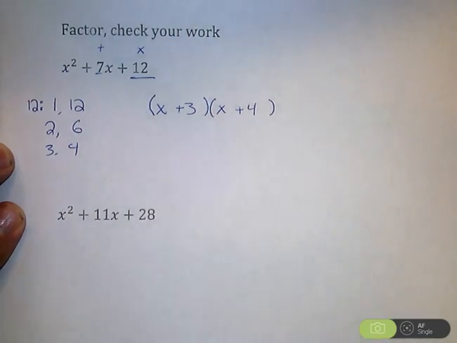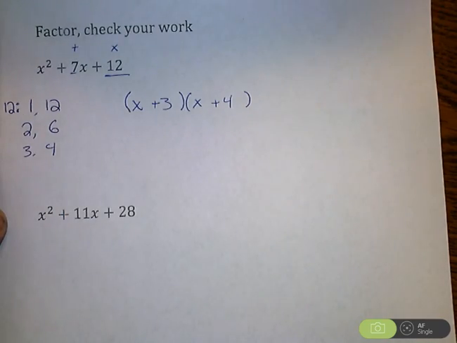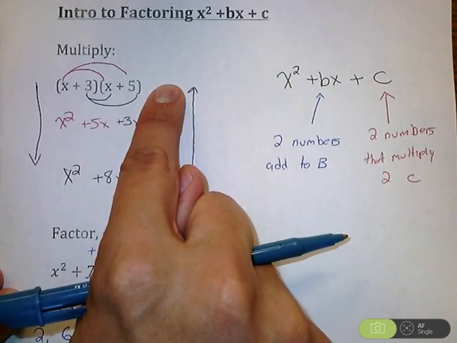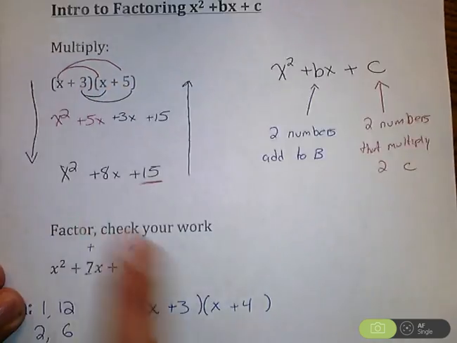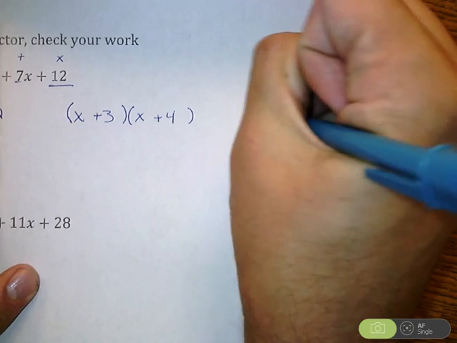Now I'm not going to circle this and say it's my final answer yet. I want to check my work to see if I'm right. So we think we went from here backwards to the parentheses. So how do we check our work? Well, you just multiply. So we're going to multiply and see if we get this answer. So I'm going to multiply this out and see if I get my right answer.